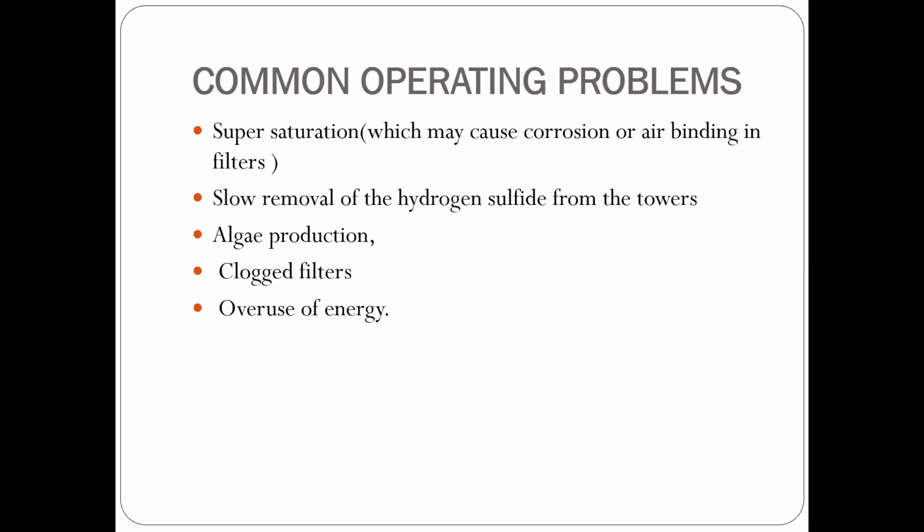Okay, so this is the process. So, what are the common operating problems in completing this operation? Supersaturation, slow removal of hydrogen sulfide from the towers, algae production. Sometimes algae get mixed. Suppose some green algae may be present if we are not maintaining that process properly. Okay, sometimes the filters clog, just like we have seen in multiple tray.